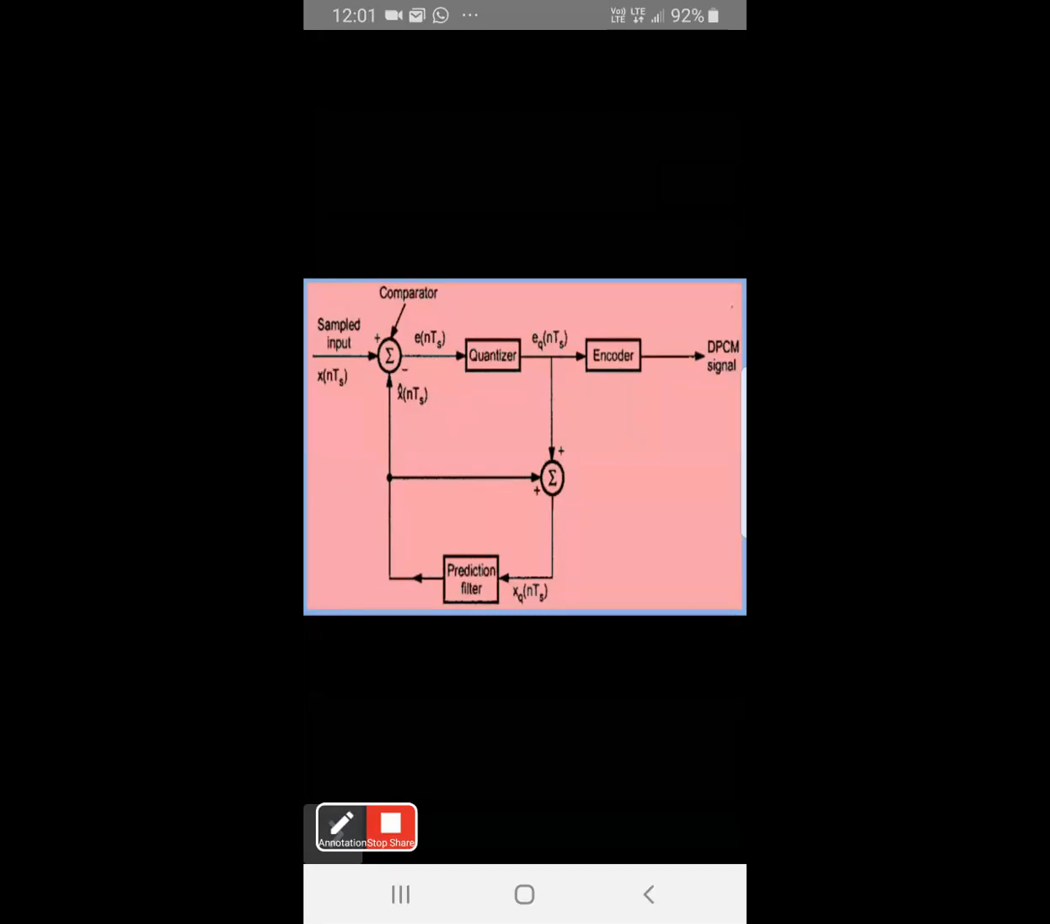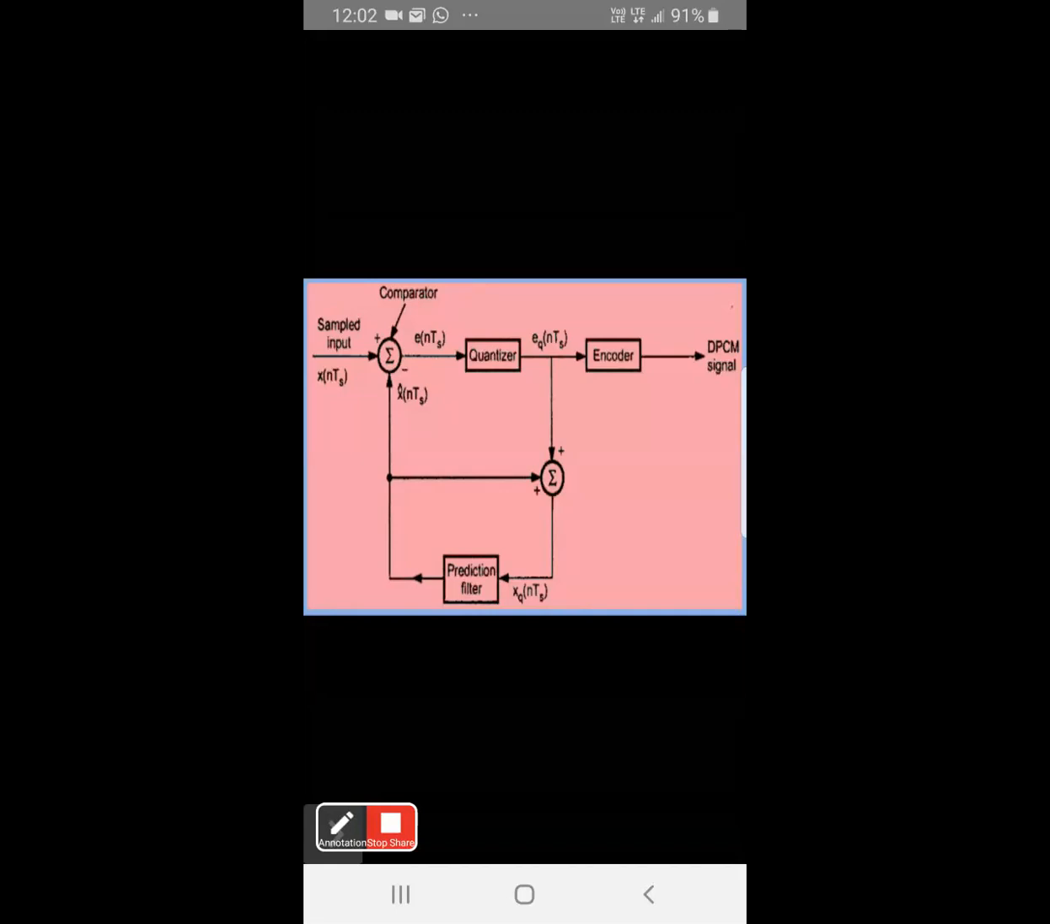Here DPCM will use the sample signals, and that will be given to the quantizer. Whenever it is given to the quantizer, it compares the present sample with the previous sample by using the prediction filters. Whenever it is compared, a small error will be obtained. That error signal will be e(nTs).